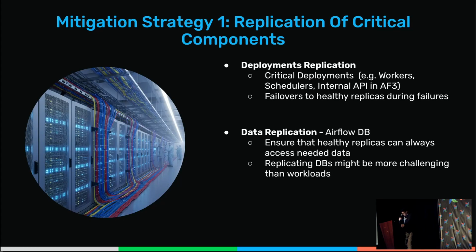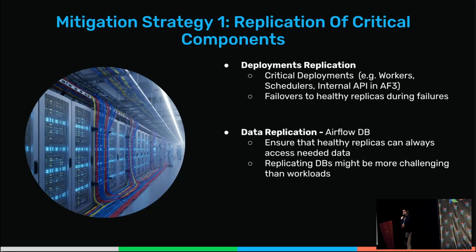Let's talk about the first strategy, which is the replication of the critical components. First, we'll talk about deployment replication. The Airflow setups have some critical workloads, for example, the workers, schedulers, and if you're using Airflow 3, the internal API. Of course, this list can be extended depending on how you are implementing the Airflow setup and what configuration you're running. But we are mentioning examples of the most crucial components, which are common for all configurations, for example, workers and schedulers and so on.